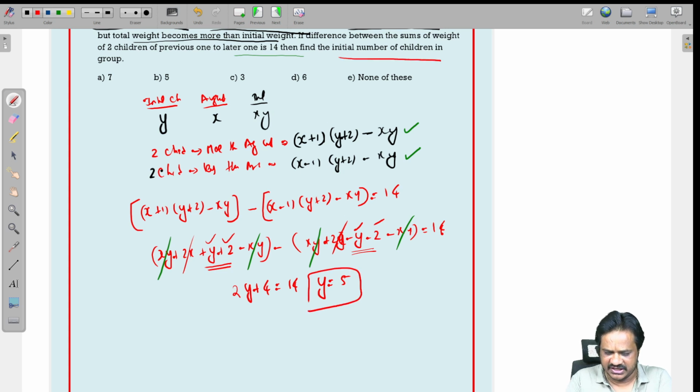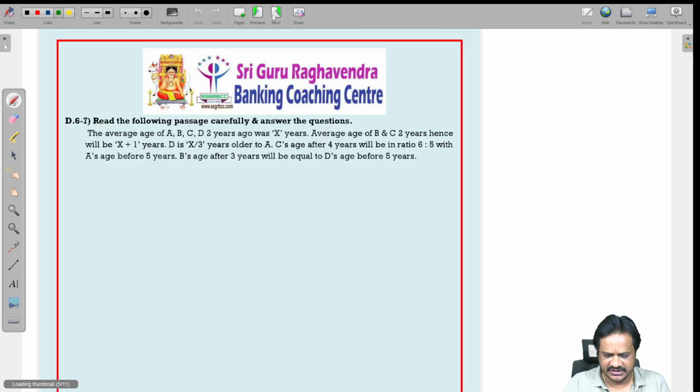Find the initial number of children. The initial number of children is 5. 5 is the correct answer. So, option is 2. 2 is the correct option. Let us see the next question.